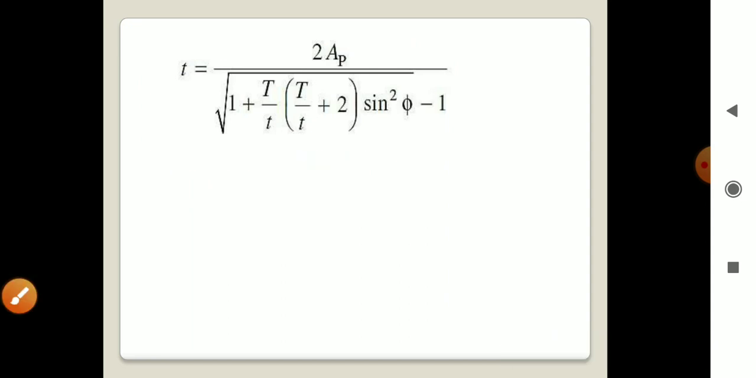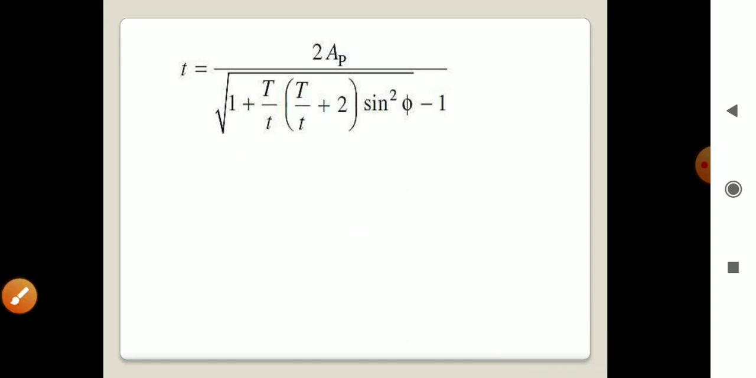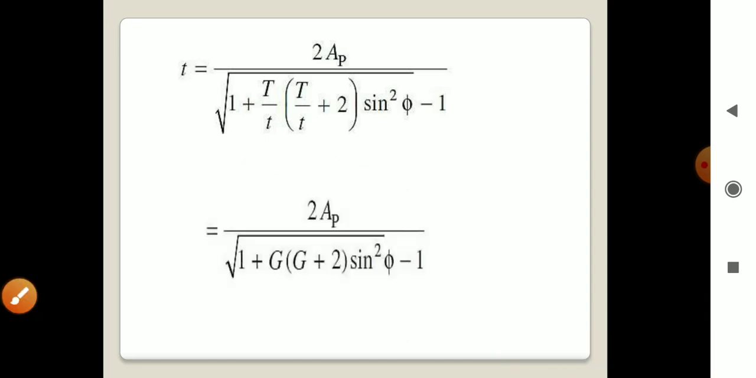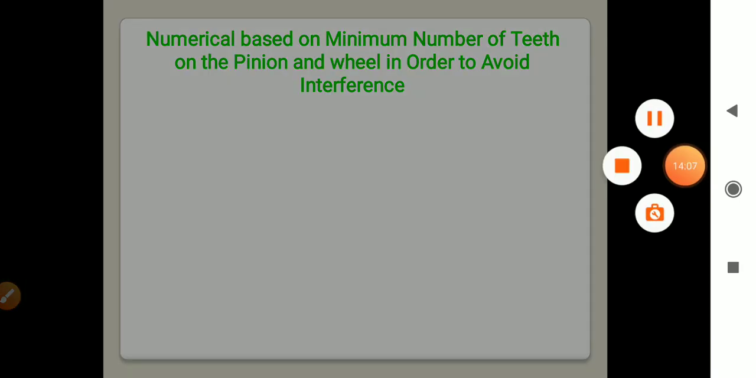Now we know that capital T divided by small t is the gear ratio G. We can put G here. So small t is equal to 2 times AP divided by under root 1 plus G into bracket G plus 2 into sine square of phi, minus 1. This is the limiting condition, that is, the minimum number of teeth on the pinion to avoid the interference. This small t gives the number of teeth on the pinion. Now we are going to see the numerical based on the minimum number of teeth on the pinion in order to avoid the interference.